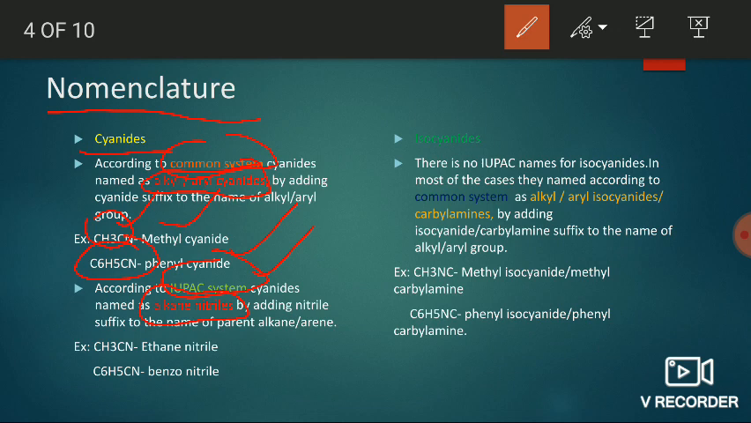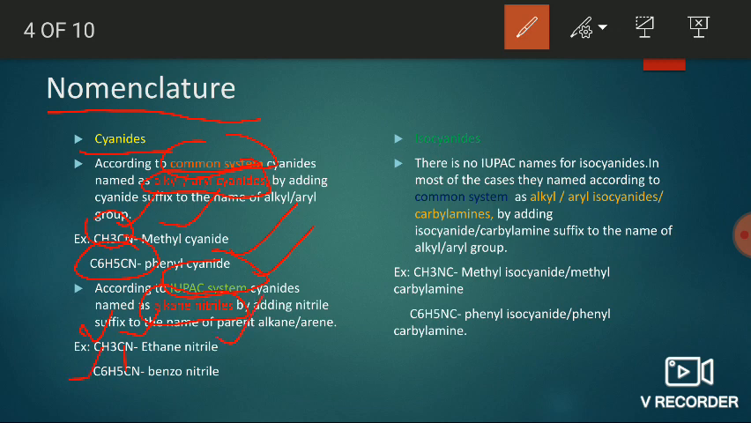That is, in order to name a particular cyanide compound according to IUPAC nomenclature, we add the nitrile suffix to the name of the parent hydrocarbon. Then we get the IUPAC name of that particular cyanide. If you observe the example, the first one is CH3CN. It is a derivative of ethane. We give numbers according to priority rules, so the first number goes to the carbon of the cyano group. We also count the carbon of the cyano functional group, so it contains two carbons. The two-carbon alkane is ethane, so the name of this cyanide is ethane nitrile.